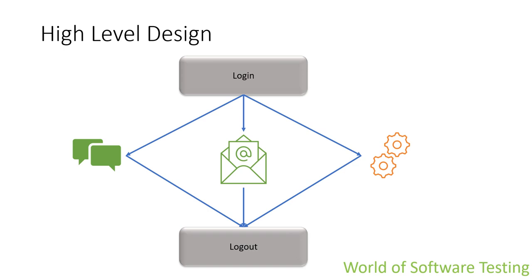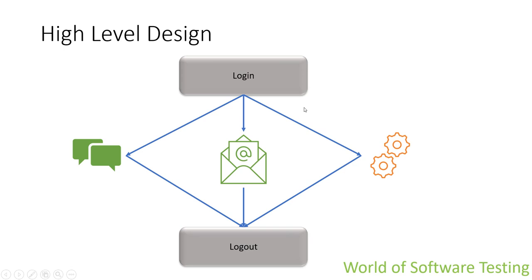So here you can see there is a login button, and let's say, for example, the Gmail application. So there is a login. You can log in with the username and password, and then there are some functionalities there. There will be a chatting functionality, mail functionality, and the setting functionality. And once you're done, you can just log out. So this is the high level design. So this is described at a high level.